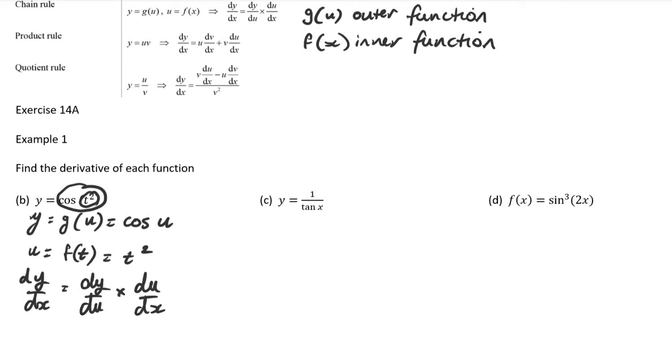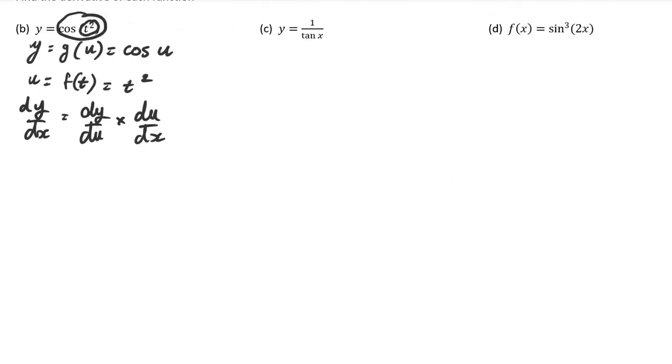What does that mean? Well, that means we multiply the derivative of the outer function by the derivative of the inner function. So if we go back to our two functions, start with our outer function first. Our outer function, the derivative of cos, is negative sine. So dy/du, the derivative of y with respect to u, is negative sine of u.